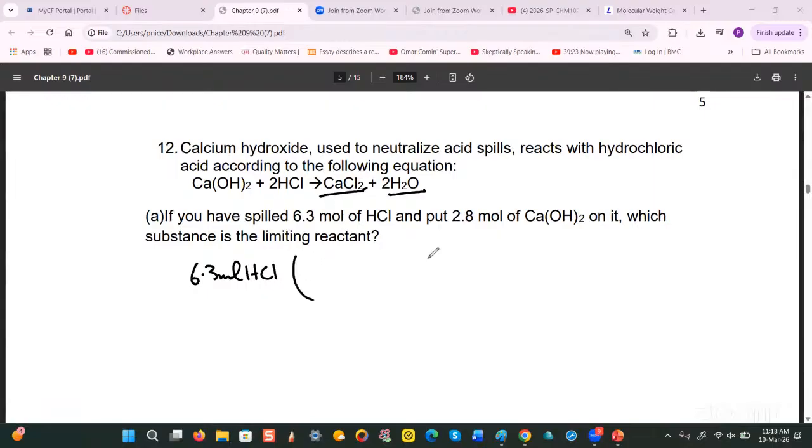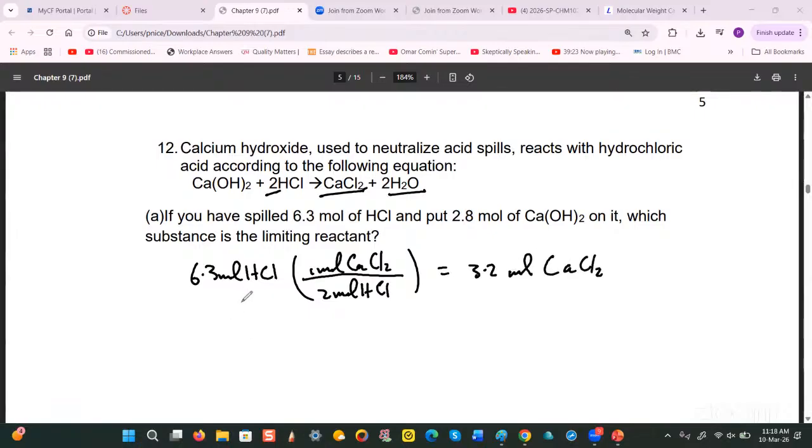So I would look at the mole ratio between the calcium chloride and the hydrochloric acid. You can see it's a 2-to-1 ratio. The way I would express that here is I would put 2 moles of HCl down here and 1 mole of CaCl2 above. When you work this out, 6.3 divided by 2 gives you 3.15, or 3.2 rounded, moles of calcium chloride.